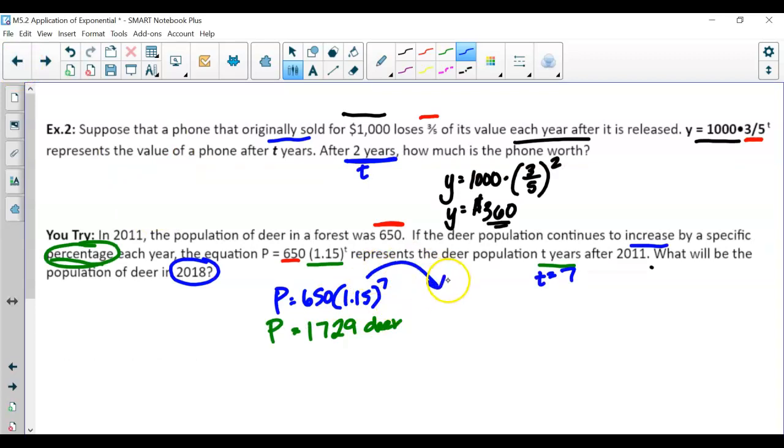So this problem actually represents a percentage of 15%, because 15% is the same as 15 per 100, right? If you divide 15 by 100, you get 0.15. So 0.15, add that to 1, there's your percentage. So that's how we're able to see the percentage here.